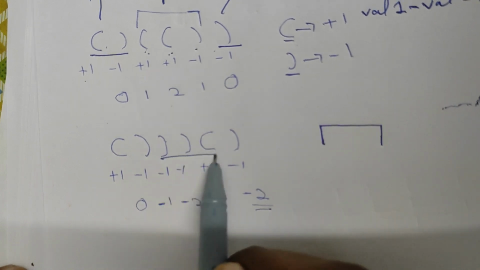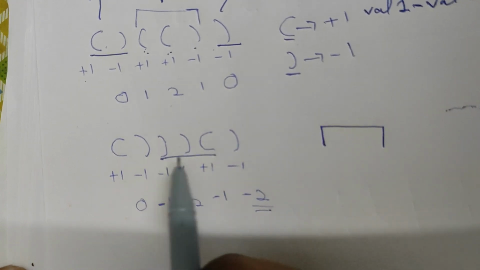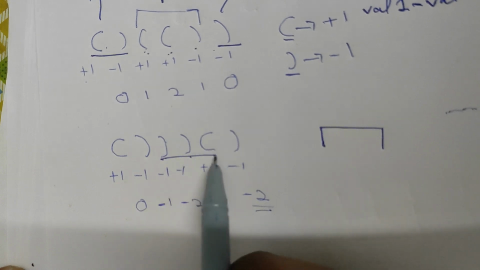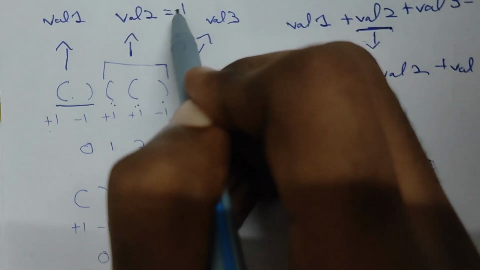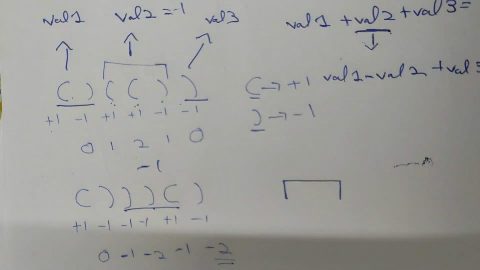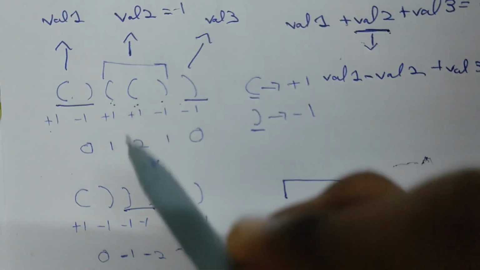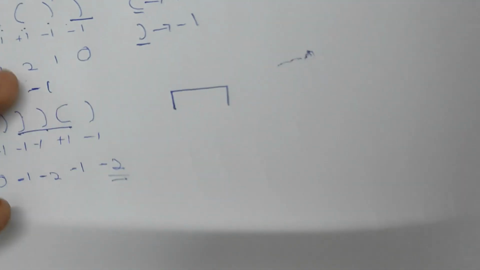So the value will become, let's take minus 1 plus minus 1 plus 1. So what is the total value? Minus 1. So it became negative of the original value. So if it was negative 1 over here, it would have become positive 1. And if it was negative 3 over here, it would have become positive 3. So it becomes negative of it.